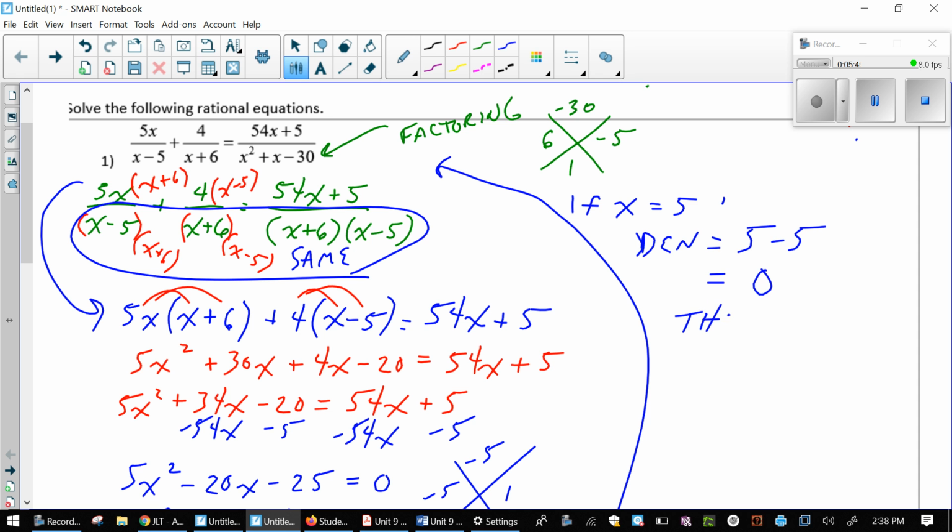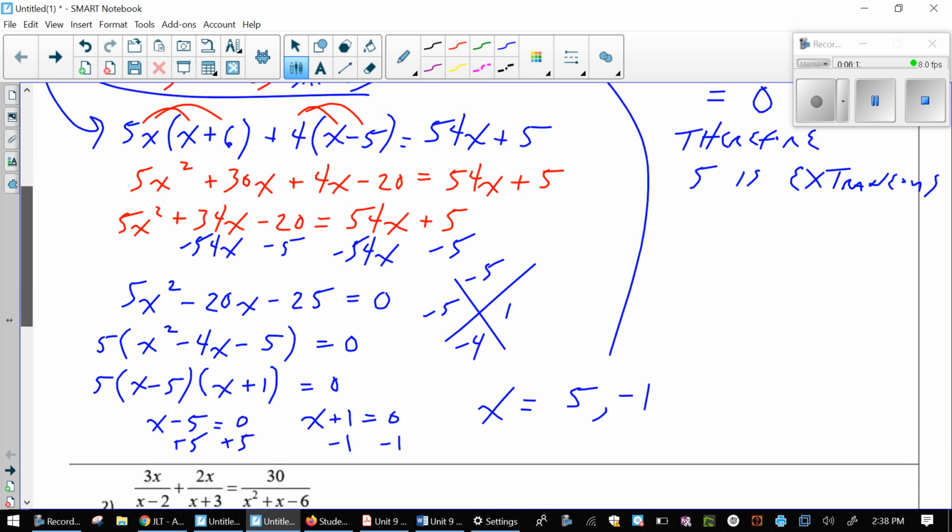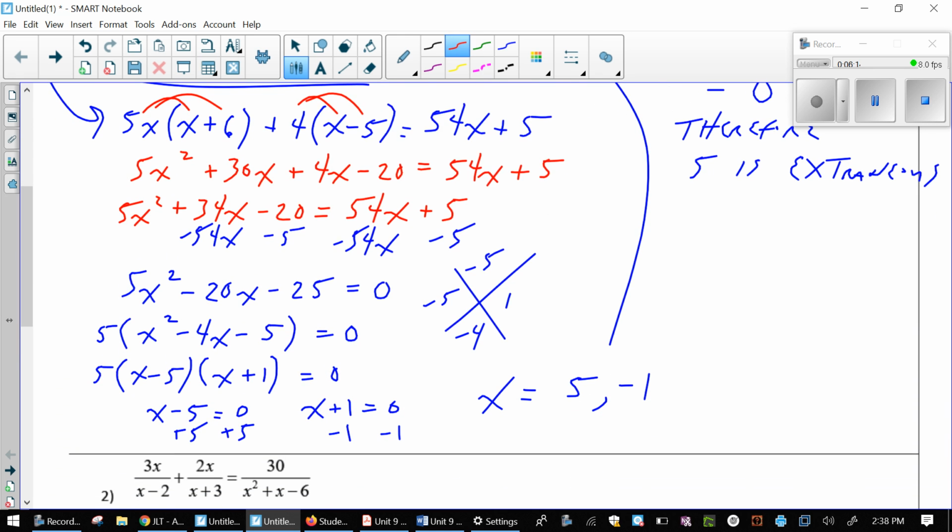Therefore, 5 is extraneous. Some of you guys aren't sure what this word means. It just means that it's not a proper solution. Okay? It's something when we cancel those denominators, it made it seem like a solution, but when we go back to the original problem, it's not actually a solution. So just like we've done in the past, remember, we're going to make that very clear.